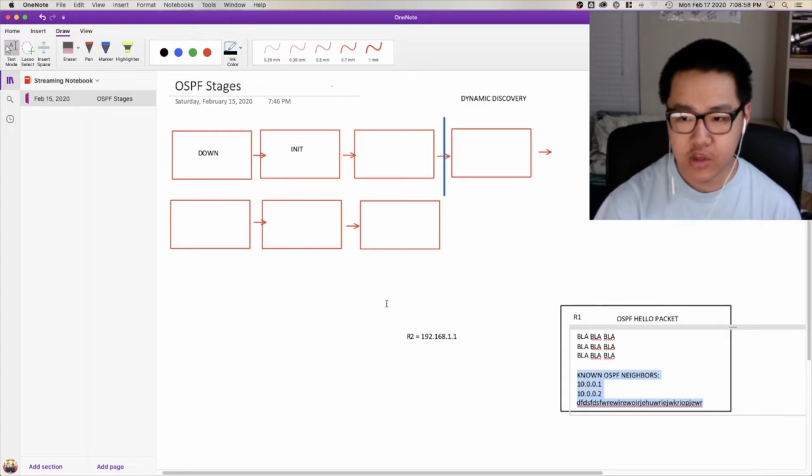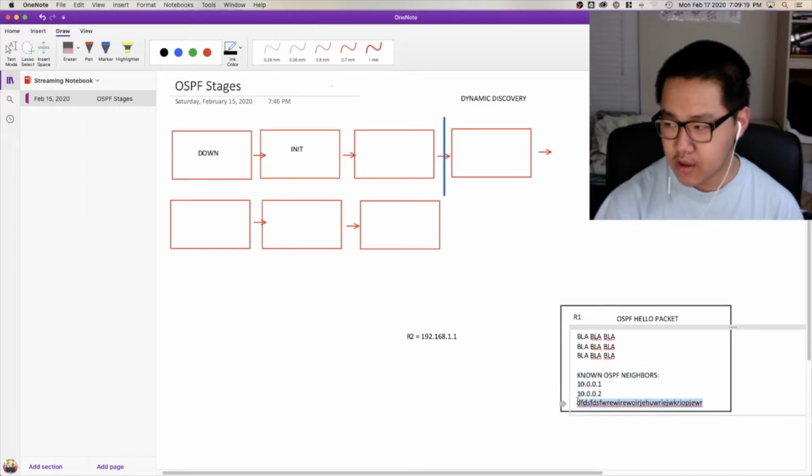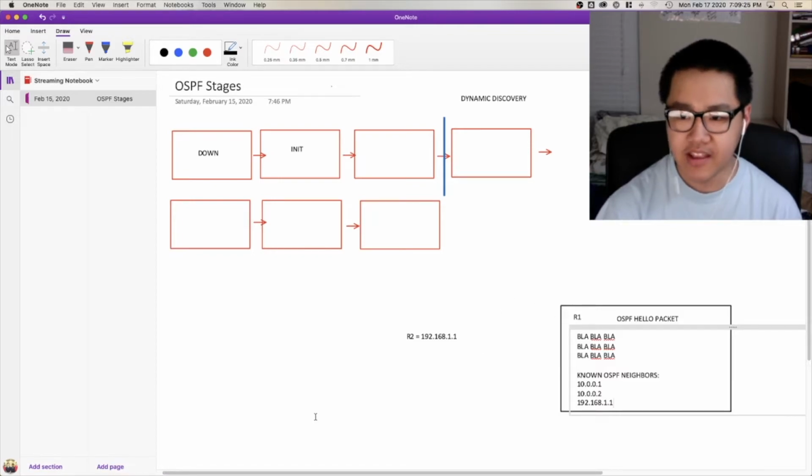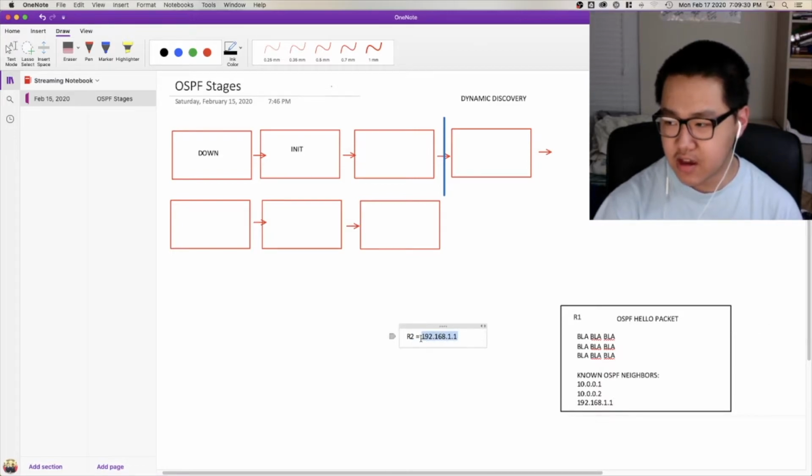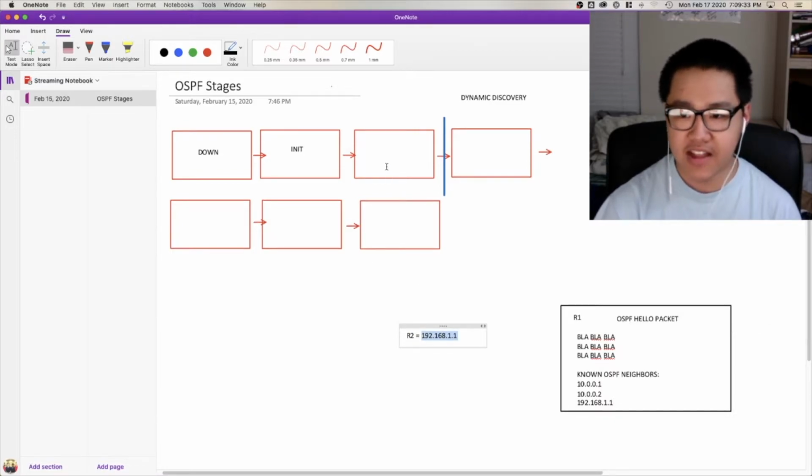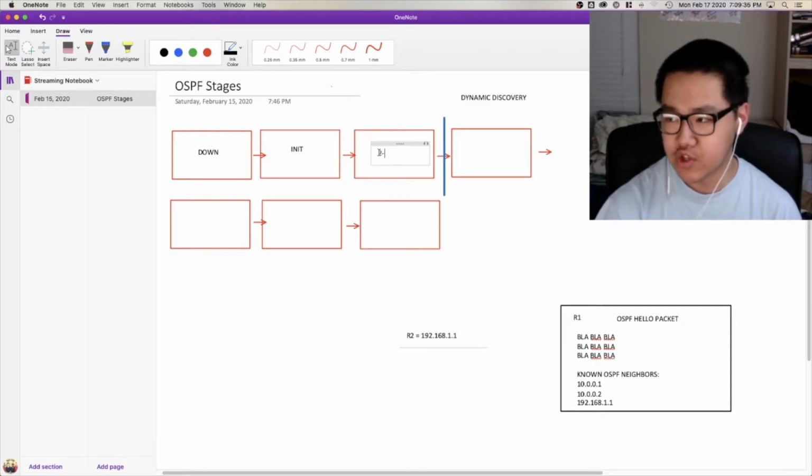And the way that you would get yourself added to this neighbors listing is the same way that you discovered that person in the first place. You are going to send out hello packets to the other router. So in this case, R2 is going to be sending out hello packets to R1. When R1 receives the hello packets, assuming everything's good to go, R1 will add 192.168.1.1. And these updated hello packets will go out, and as soon as R2 receives it, it'll see, oh, well, I'm in here now, so we need to move out of the init stage into the next stage, which is two-way.